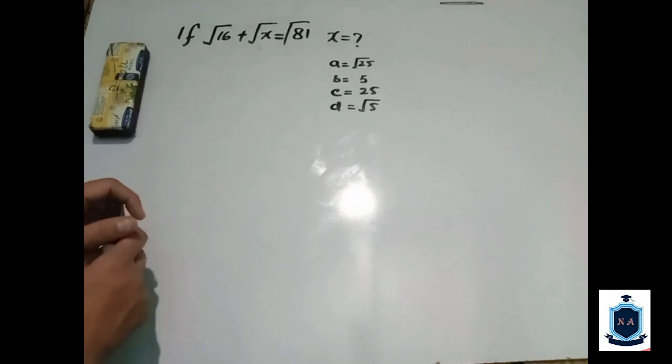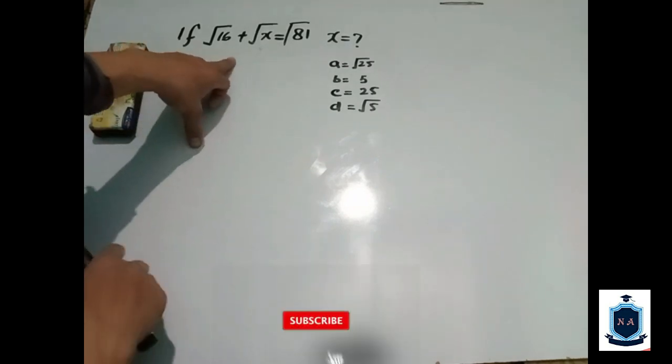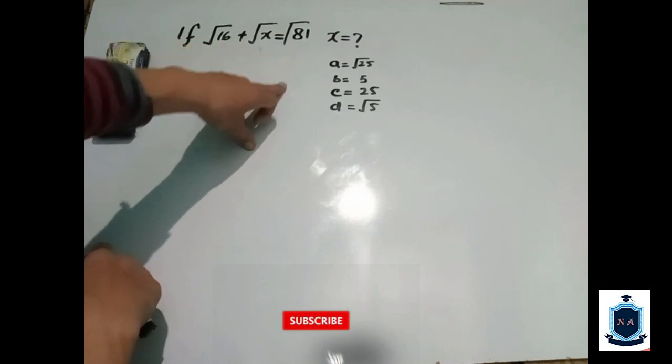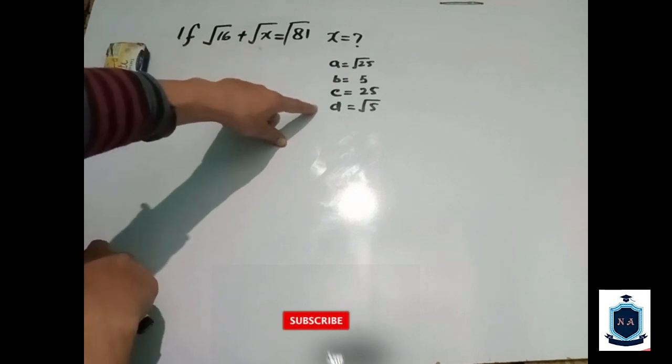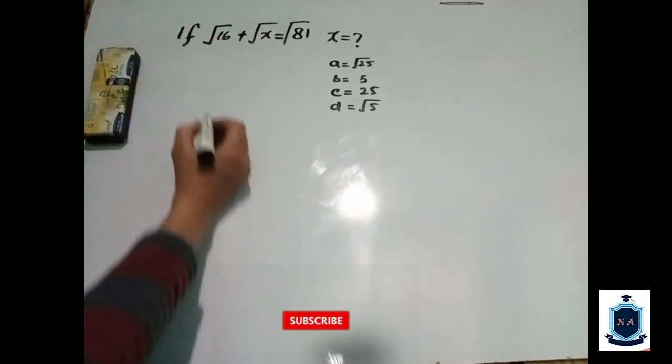How do you solve this question? Here you can see that if √16 + √x = √81, we have four options. What is the answer of x in this equation?